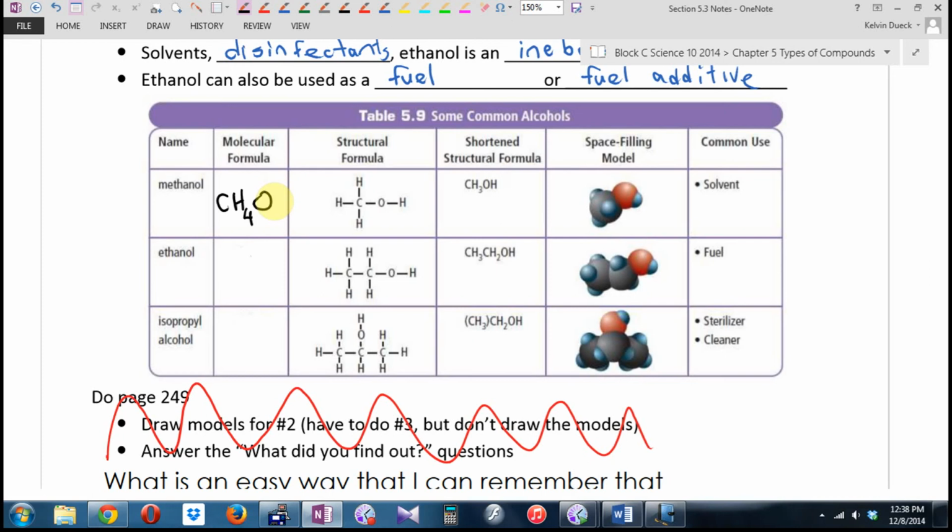And you can even see where we add it. That final carbon, we break its bond with hydrogen, and we stick oxygen right in the middle there. Ethanol would be C2H6O.